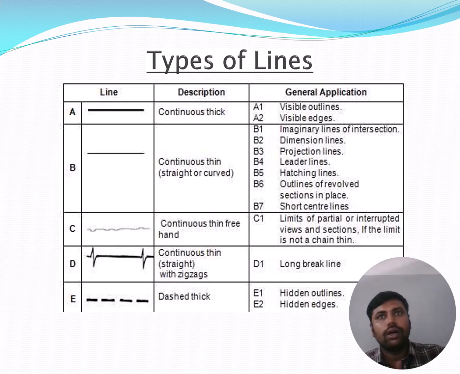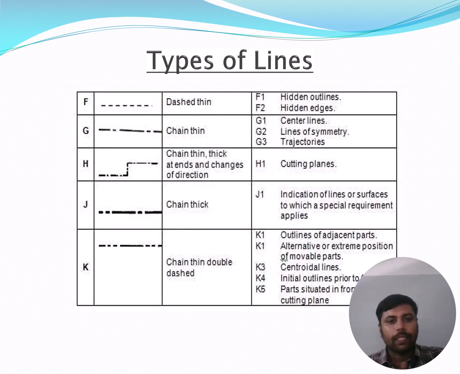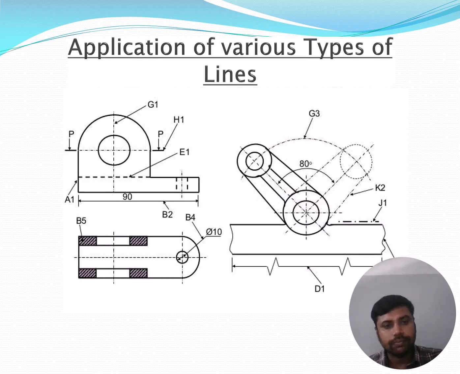Where the image of the product cannot be drawn in the entire sheet, we can use continuous thin zigzag lines. Then dashed thick lines are for hidden outlines and hidden edges. Then dashed thin lines, chain thin and thick at the ends, then chain thick lines, chain thin double dashed lines.